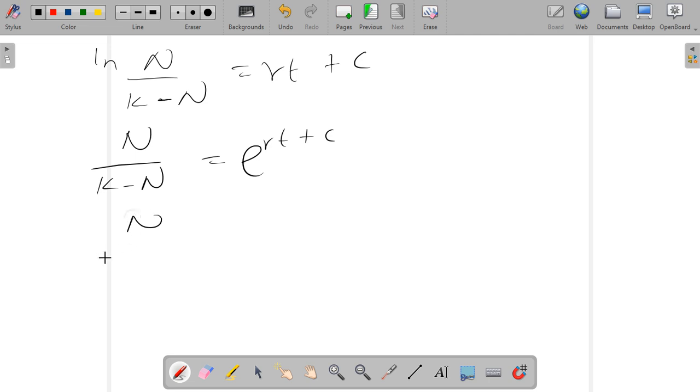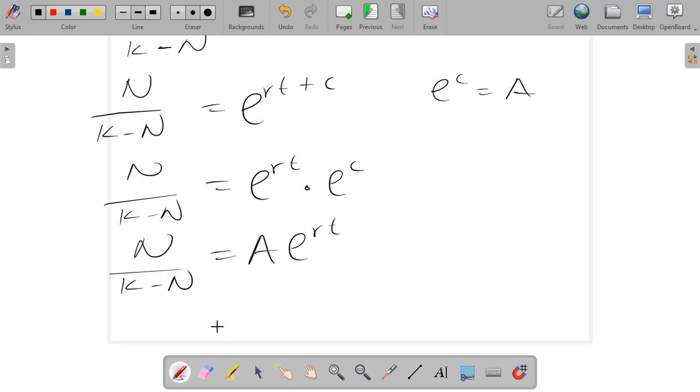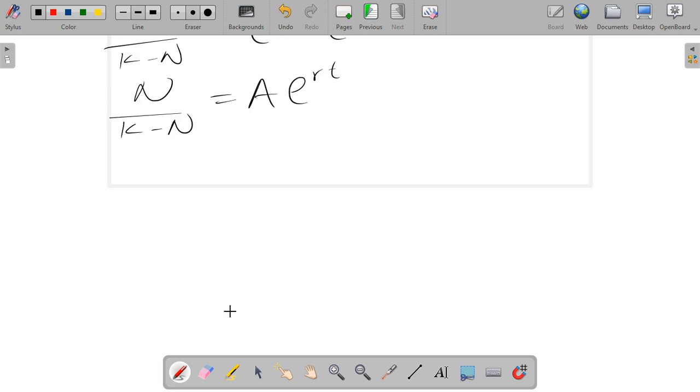So this is now n over k minus n is equal to exponential RT multiplied by exponential C, because the rule of addition in indices is multiplication, and the exponential of a constant is equal to a constant. So let me use a constant A. Therefore n over k minus n is equal to A exponential RT. Now from here you make n the subject of the formula, but if you cannot, you can leave it like this as your answer. I think they can award you your mark from here, but the main thing now is to make n the subject of the formula.